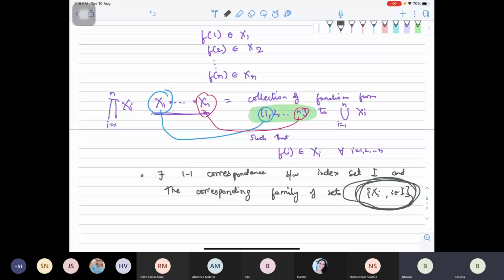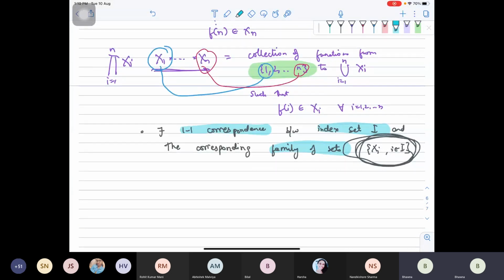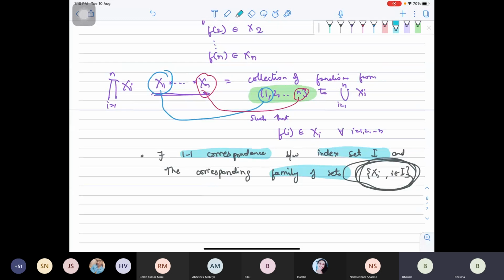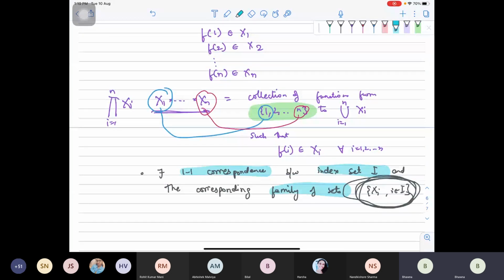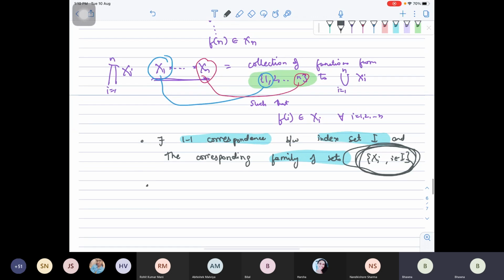How are the elements of the collection of sets defined? The index set. We identify the index set. There should be a one-to-one correspondence between the index set and the family of sets. After that, I can simply say that we can take just the collection of functions from the index set to the union of all the families, but with a restriction.